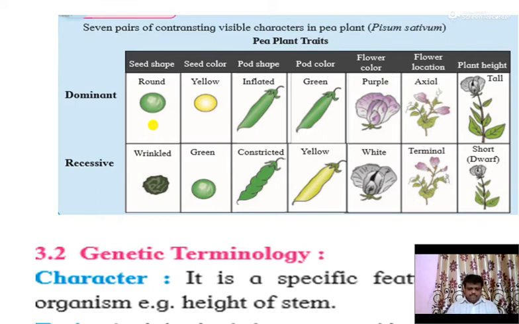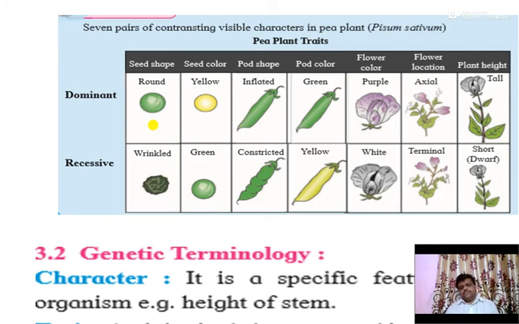Let us see the terminology which is very important as far as genetic study is concerned. Without knowing this terminology, it's not possible to study the further part of the inheritance and variation chapter. Now just see the first terminology, that is the character.